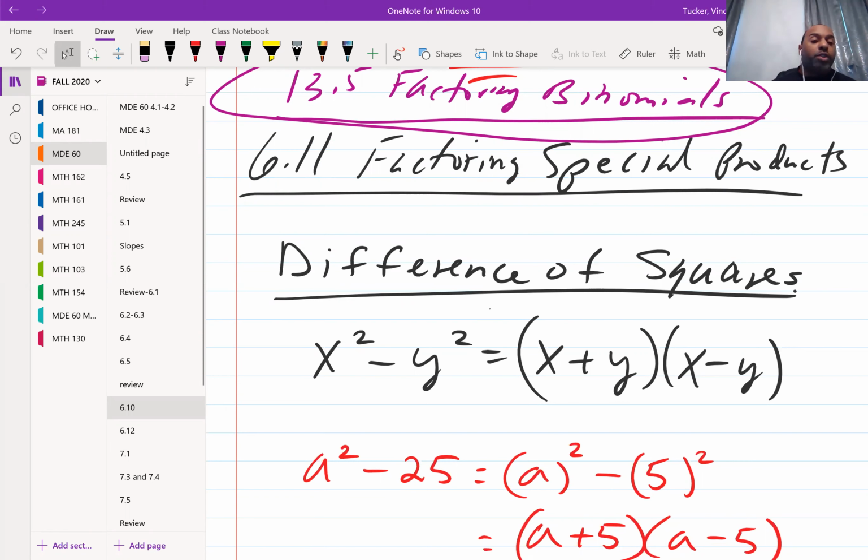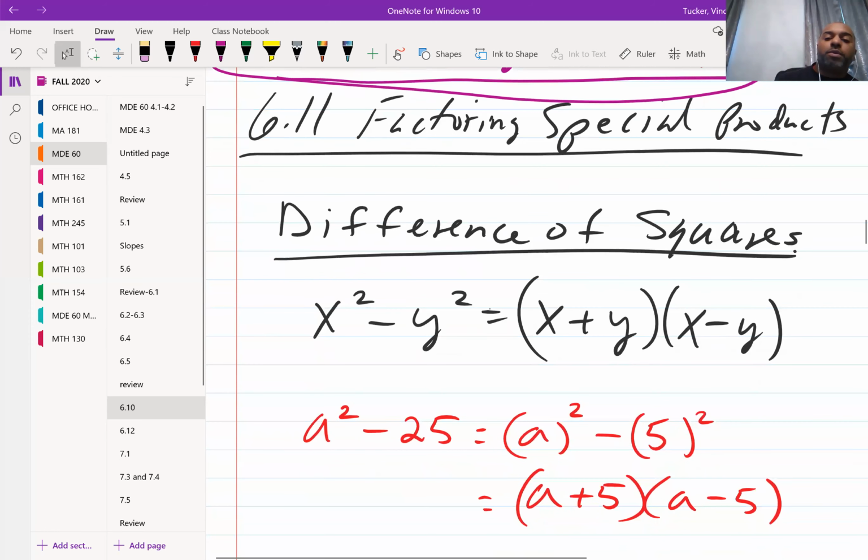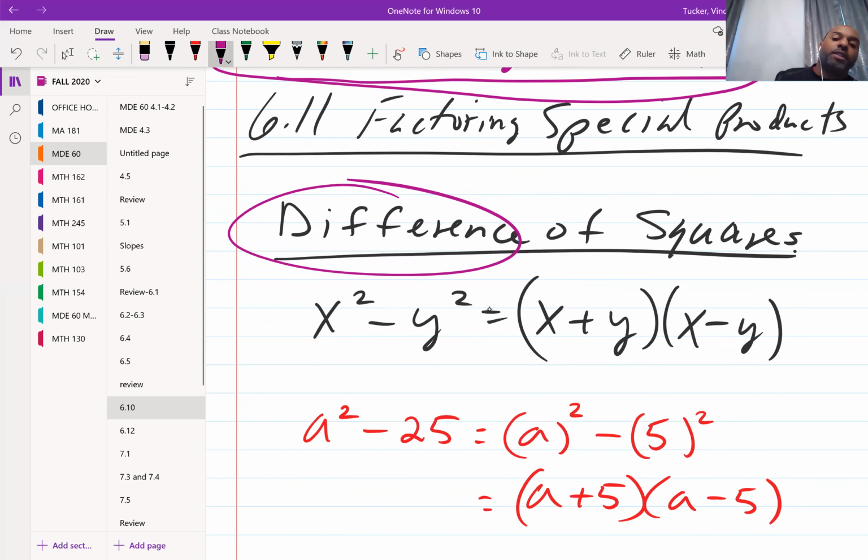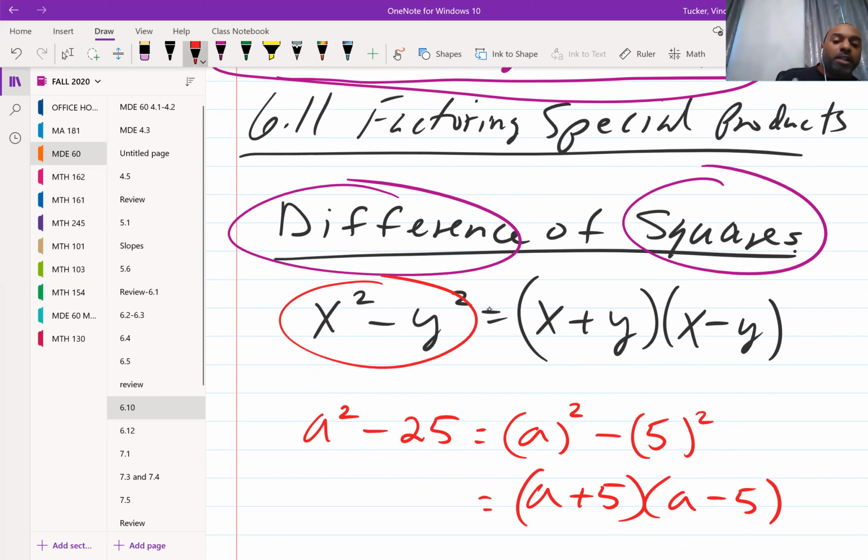But once you get used to them, the lesson is about using a formula, but seeing a scenario and reacting to it. So the first one is difference of squares. The key word here is difference, and the other one is squares. In other words, if you have the subtraction of two perfect squares, then you can use this formula. It has x squared minus y squared. Then you take the root of those and break it up into x plus y, x minus y.